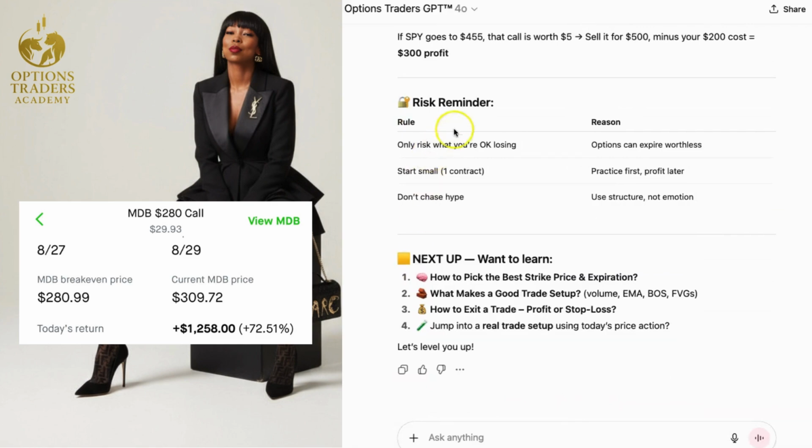Okay. All right, now risk reminder, only risk what you're okay with losing. I told you that before. Options can expire worthless, all right? So you want to also get out of that contract before it expires. You want to start small with one contract. Practice first. I would strongly suggest doing watch lists or paper trading first before you start using your hard-earned money. You don't want to ever chase the hype. You want to react, use structure and not emotion, all right?